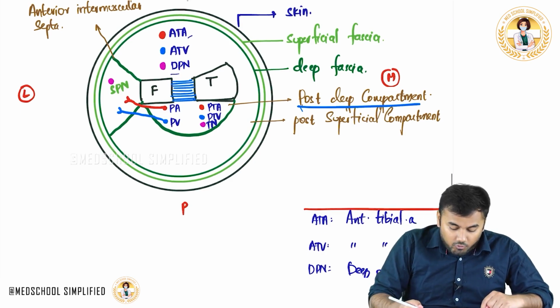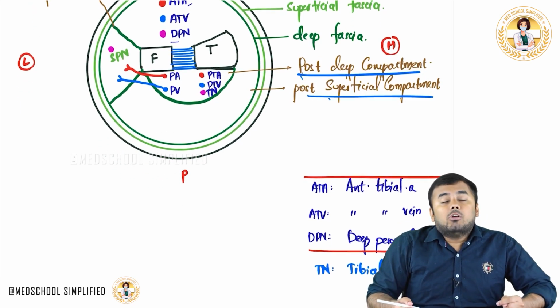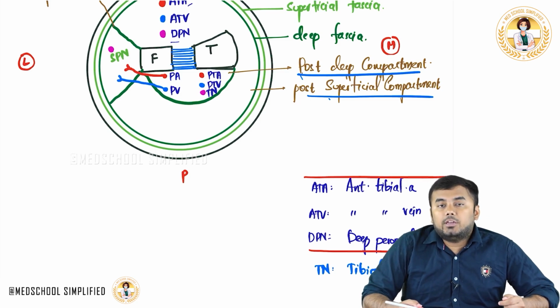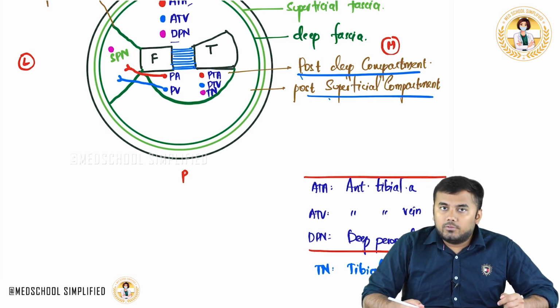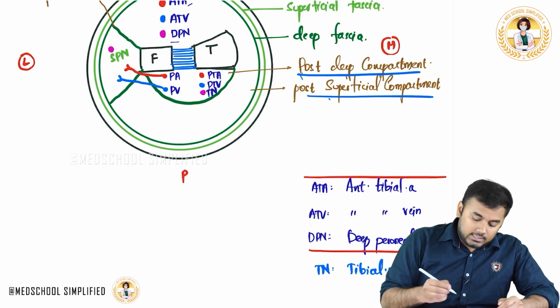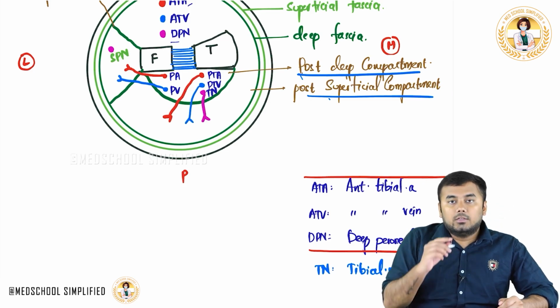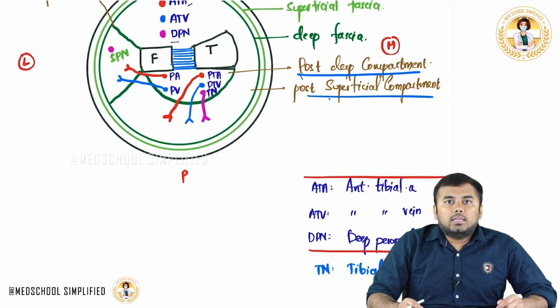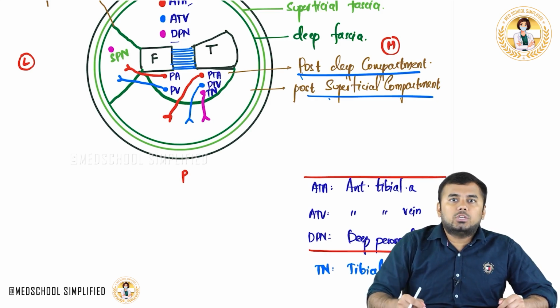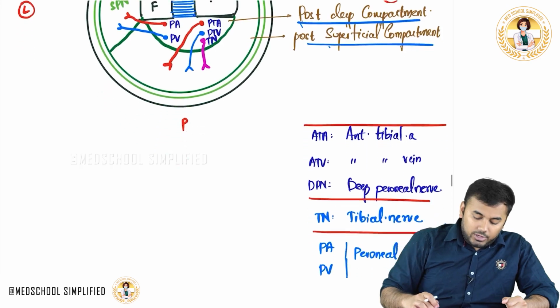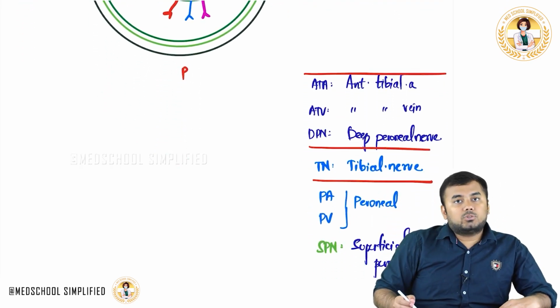And the next important thing is, what about the posterior superficial compartment? The posterior superficial compartment does not have any neurovascular structures. There is no artery, no vein, no nerve. Then how are they getting supplied? The posterior tibial artery gives a branch like this, the posterior tibial vein gives a branch like this, and the tibial nerve gives a branch like this. So the only compartment in the entire body which lacks neurovascular structures is the posterior superficial compartment of the leg.